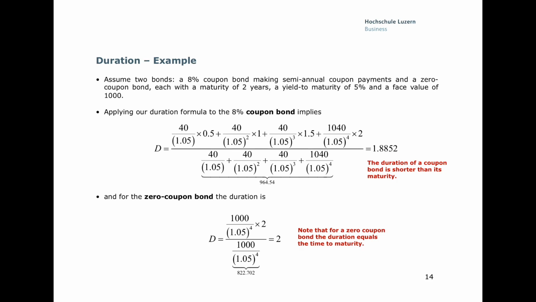Since the 0 coupon bond pays only one cash flow at maturity, the numerator equals time to maturity times the bond price, while the denominator is equal to the bond price. It follows that for a 0 coupon bond, the duration equals time to maturity.